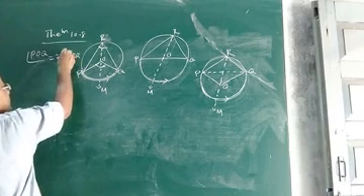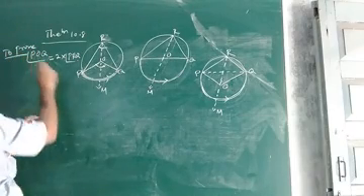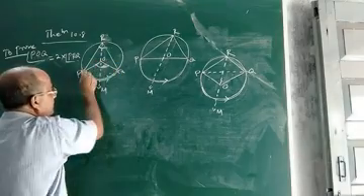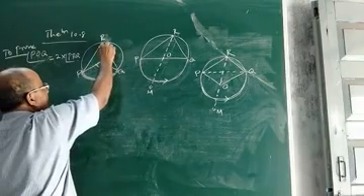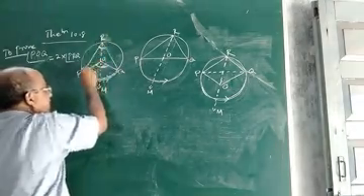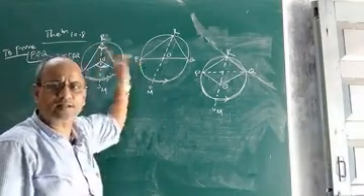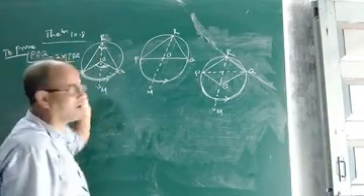This is what we want to prove. We want to prove that this angle POQ is double this angle, because this is the angle subtended by the minor arc PQ at the center, and angle PRQ is the angle subtended by the same arc PQ on the remaining part of the circle, that is at R. So how will we prove that this angle is double this angle?